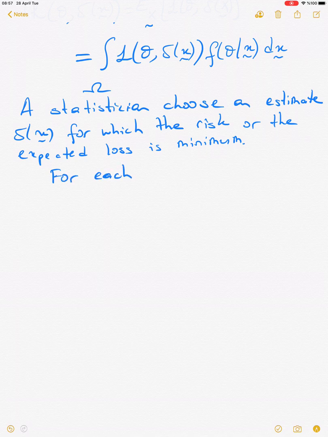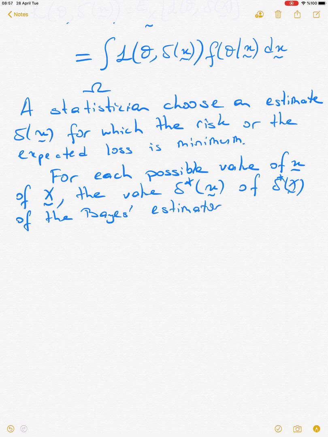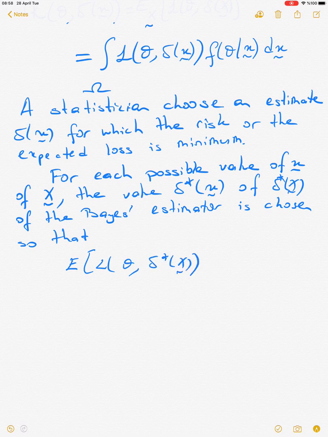So for each possible value of the random sample x, the estimator is chosen so that the expected loss is the minimum value over the parameter space. Okay, so we want to minimize this.